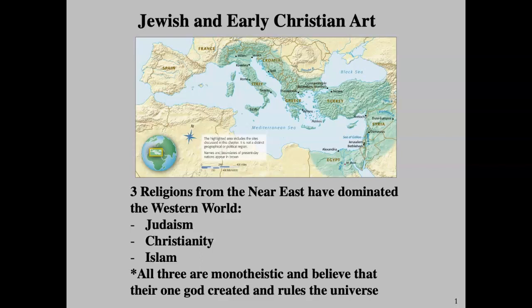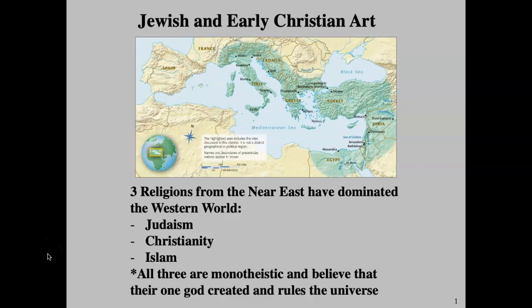In the Middle East, there were three religions that dominated the Western world: Judaism, Christianity, and Islam. All three of these religions are monotheistic and believe that their one God created and rules the universe.